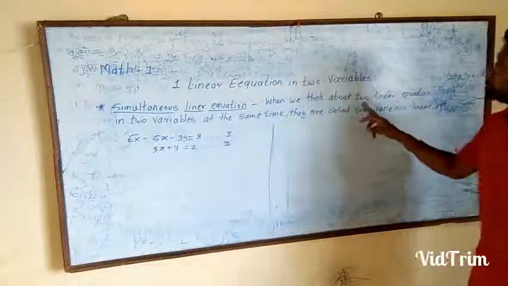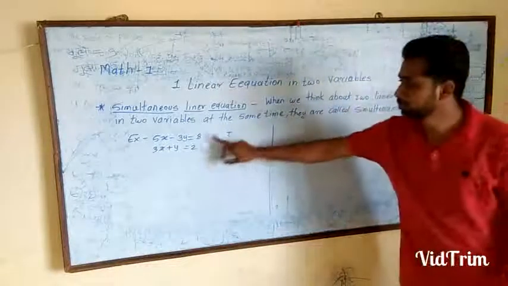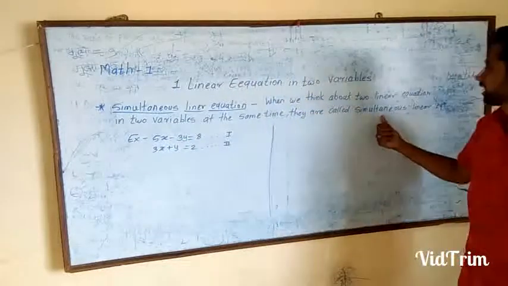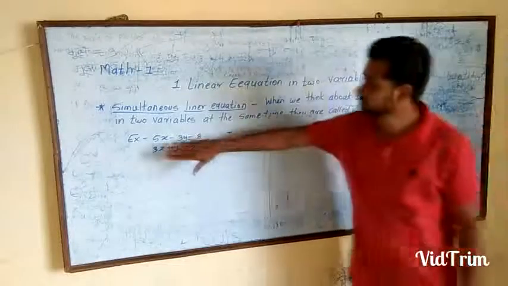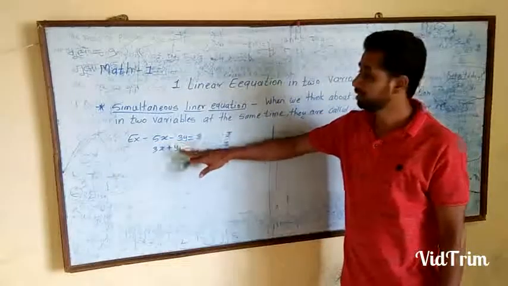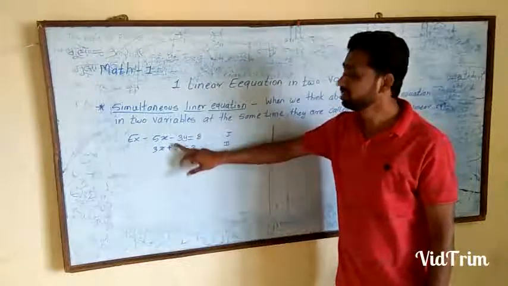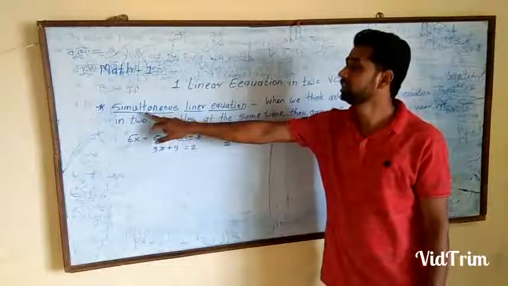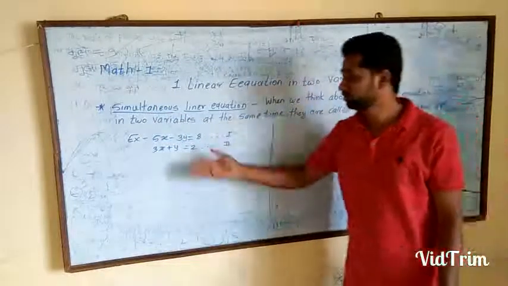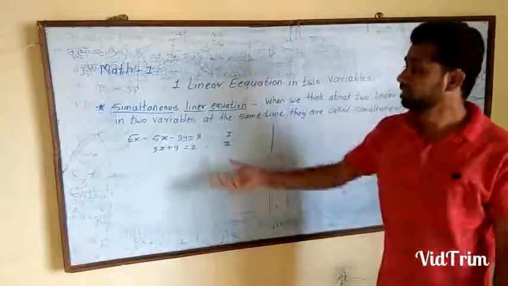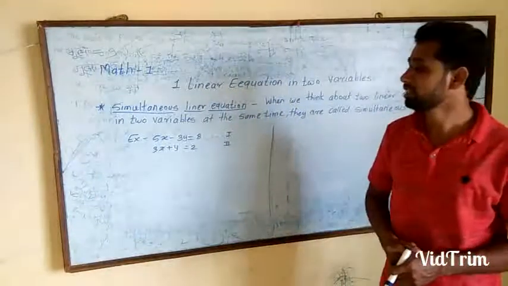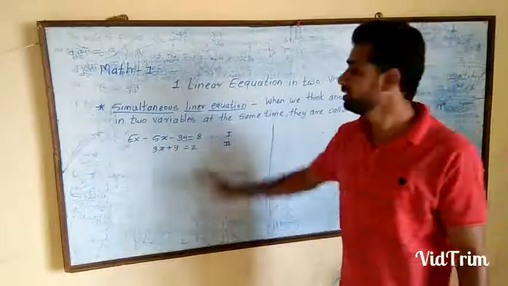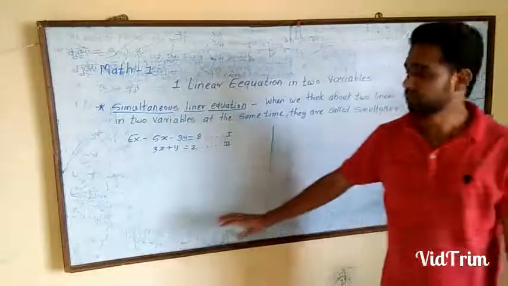When we think about two linear equations, these types of two linear equations in two variables at the same time, they are called simultaneous linear equations. This is only one equation, and when we solve these two equations together, we call it simultaneous linear equation. So how to solve this simultaneous linear equation? There is the elimination method, which easily solves these types of equations.